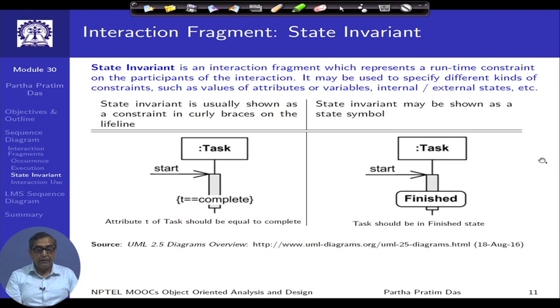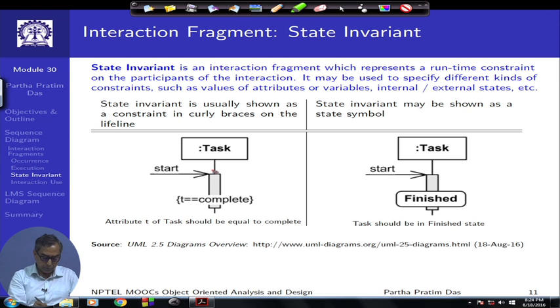There are a few other interaction fragments which are used. One is called a state invariant. If you look at this, there was an execution which started here with this start message, and here we write within curly braces that T is equal to complete. Which means that there is an attribute T in the task, and we want to say that when this execution ends, then the value of T should be complete. That is what is known as a state invariant.